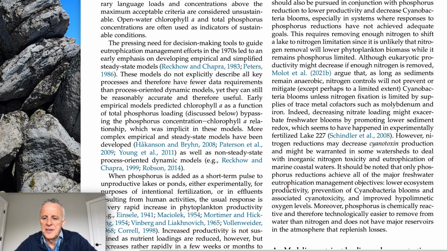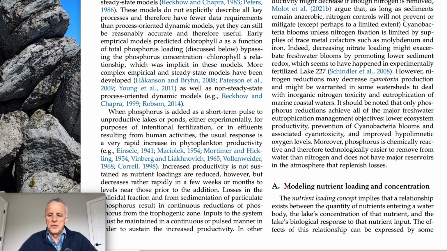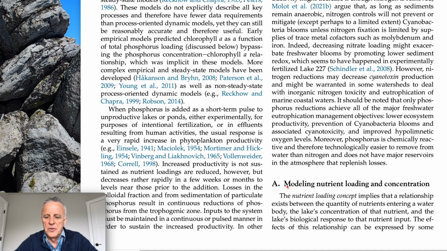Although eukaryotic productivity might decrease if enough nitrogen is removed, Mollot et al. argue that as long as sediments remain anaerobic, nitrogen control will not prevent or mitigate cyanobacteria blooms unless nitrogen fixation is limited by supply of trace metal cofactors such as molybdenum and iron. Indeed, decreasing nitrate loading might exacerbate freshwater blooms by promoting lower sediment redox, which seems to have happened in experimentally fertilized Lake 227. However, nitrogen reductions may decrease cyanotoxin production and might be warranted in some watersheds to deal with inorganic nitrogen toxicity and eutrophication of marine coastal waters.